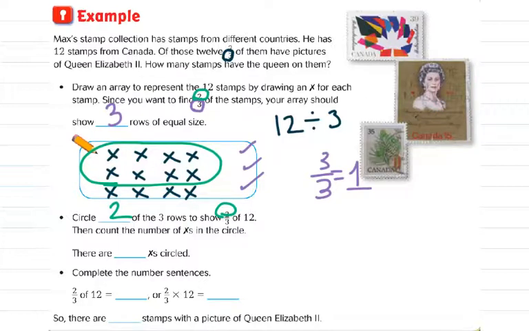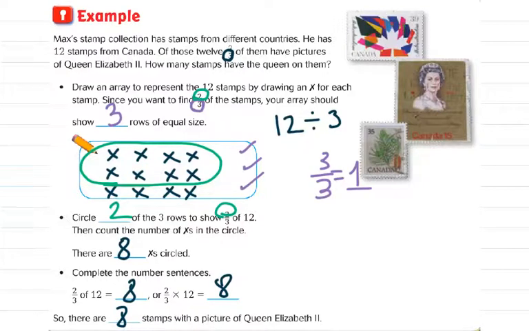So boys and girls, let's count how many stamps we circled. 2, 4, 6, 8. So there are 8 X's that have been circled. Complete the number sentences. 2/3 of 12 is 8, or 2/3 times 12, again we hear that language, is equal to 8. So there are 8 stamps with a picture of Queen Elizabeth.